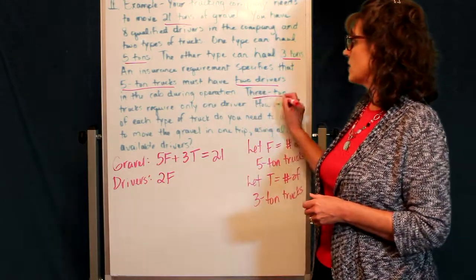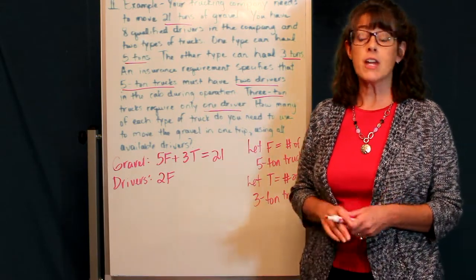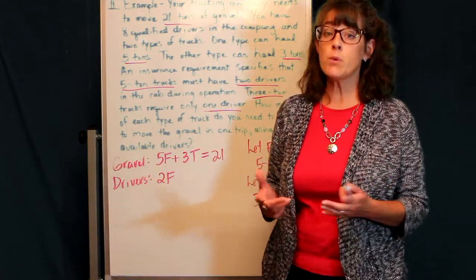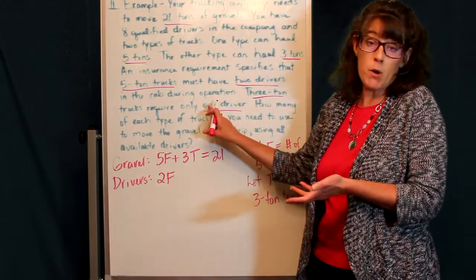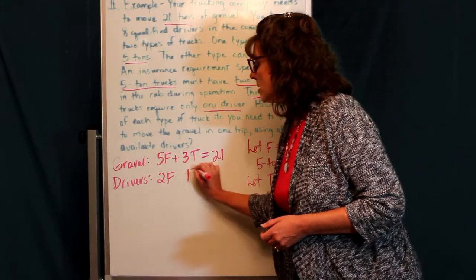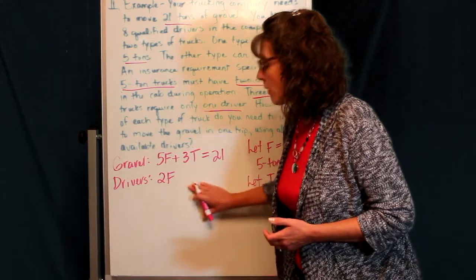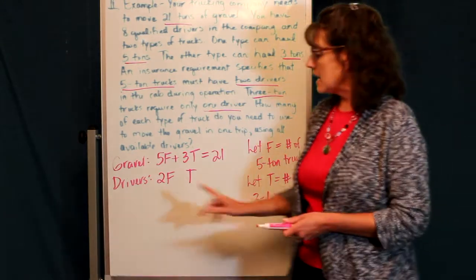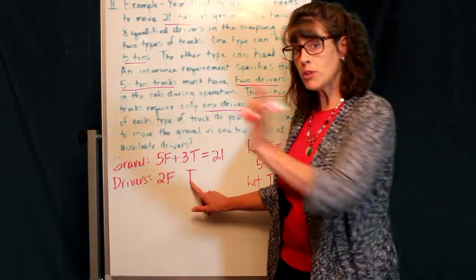Now, let's think about these 3-ton trucks. Remember, they only require 1 driver. So now then, 3-ton, 1 driver, 3-ton, 1 driver, 3-ton, 1 driver. And again, rather than repeatedly going 1, 1, 1, 1, 1, we're going to multiply. So we're multiplying by a 1. 1 times the number of trucks will be a 1T. And you know that when you multiply by 1, you don't have to show that. So really, I'm just going to make it a T. But again, here's all the drivers that are going out with those 5-ton trucks. Here's all the drivers that are going out with the 3-ton trucks.